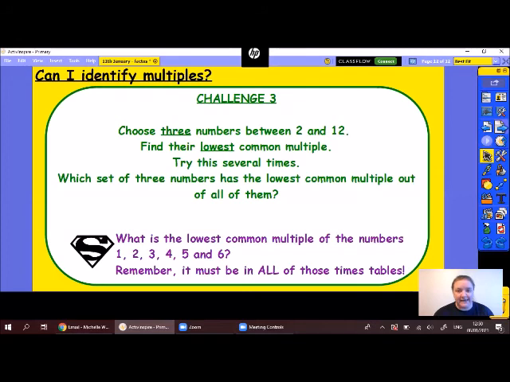But of course, me being me, there are lots more challenges we can do as well. So I've made a super challenge today. If you're feeling really, really confident, here is the challenge for you. I want you to have a look at the 1 times table, the 2s, the 3s, the 4s, the 5s, and the 6s. And I want you to see if you can find out what the lowest common multiple is for all of those times tables together. So remember, your answer has to be a multiple of 1, 2, 3, 4, 5, and 6.